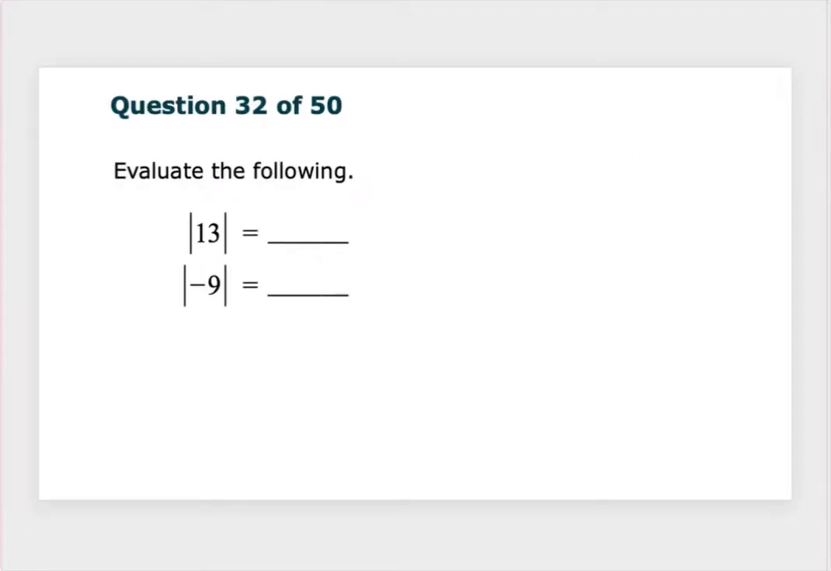Question 32 of 50. Evaluate the following. Absolute value of 13. Well, 13 is already positive, and we know the absolute value is the distance of a number from 0. So the absolute value of 13 would be 13. Also, the absolute value of negative 13, just as an aside here, would also be 13, because there are 13 steps from 13 to 0, and there's 13 steps from negative 13 to 0. So your absolute value will always be positive.